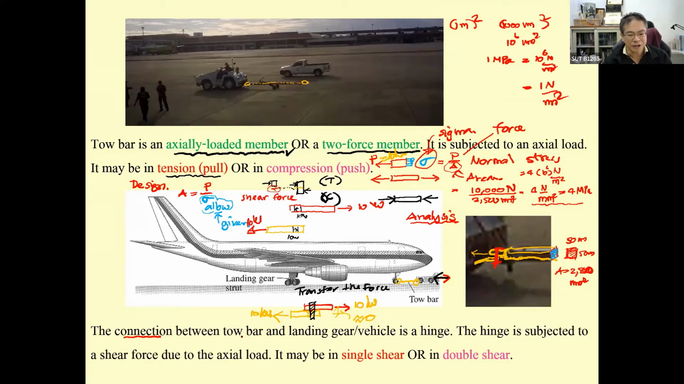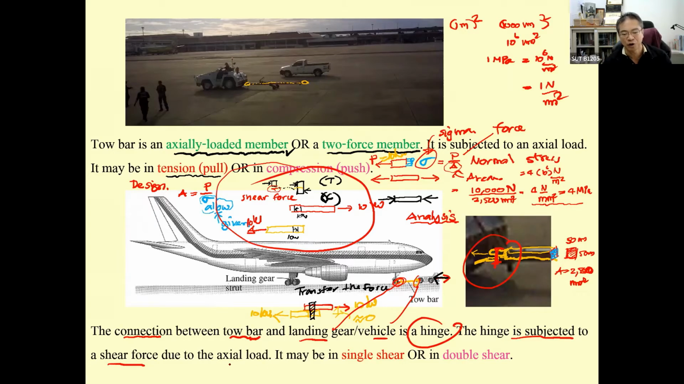So the connection between the tow bar over here and the landing gear, and tow bar to the vehicle. This is to the landing gear, and this is tow bar to the vehicle. This is a hinge, and the hinge is subjected to the shear force. This is the mechanics that I show you, that's due to this one axially. This shows you only one shear, okay? Over here. This is called single shear.